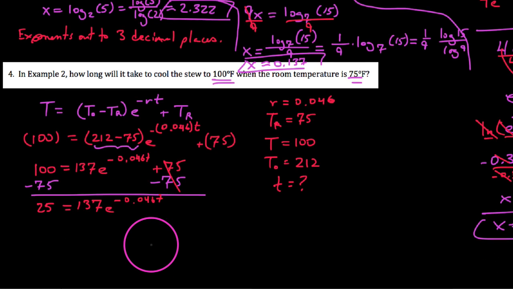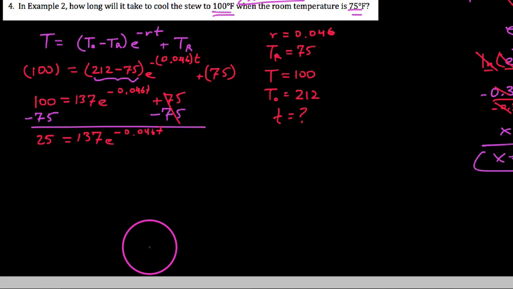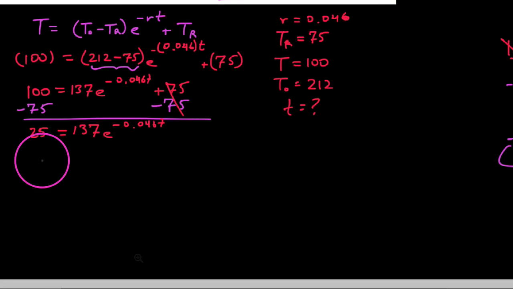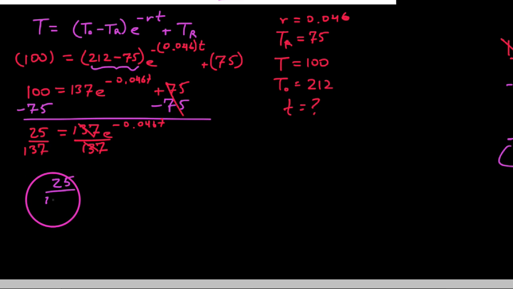Okay. So now we'll divide both sides by 137. And if you remember my advice from the last video, essentially you'll go ahead and leave this as a fraction. It's not worth getting a decimal because it'll just get messy. And we want exact values regardless. So we say 25 over 137 equals e to the negative 0.046 t.